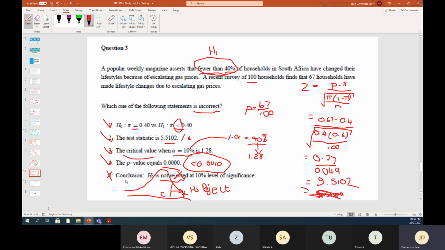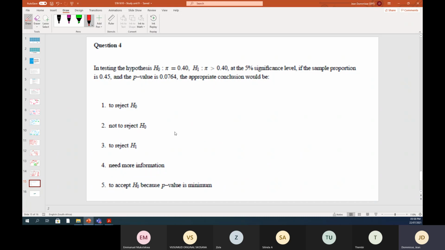Okay, so again, when you work it out, the T-stat that you work out, if that is bigger than your critical value, you reject the null hypothesis. So in nearly all of these, we rejected the null hypothesis because the T-stat that we calculated was bigger than the critical value. Okay, so let's look at the last one.